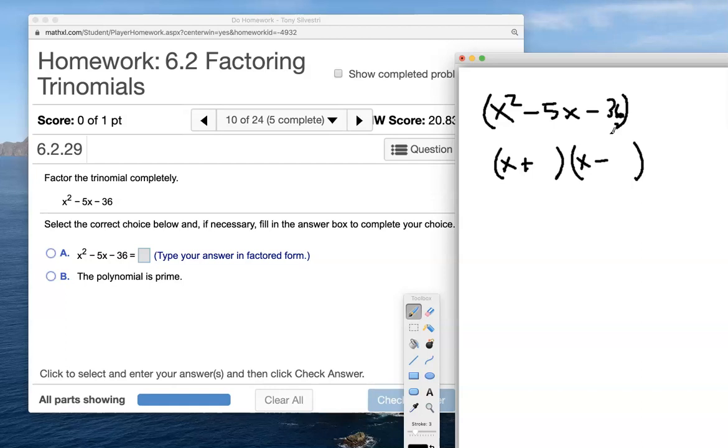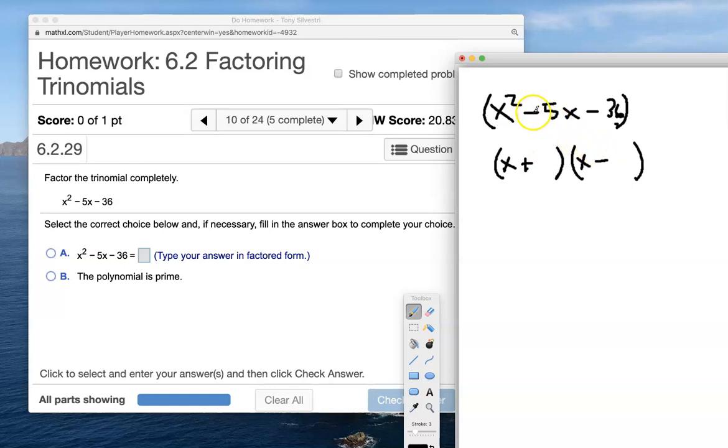I ask myself, give me two numbers that multiply out to be 36. Now, there's a whole bunch of numbers that multiply to 36: 1 times 36, 2 times 18, 3 times 12, etc. I'm going to go with 9 and 4. 9 and 4 would multiply out to be 36 and would subtract to be 5. So that's a candidate right there. Where do I put the 9? Where do I put the 4?